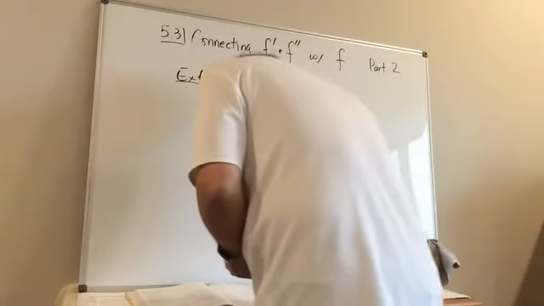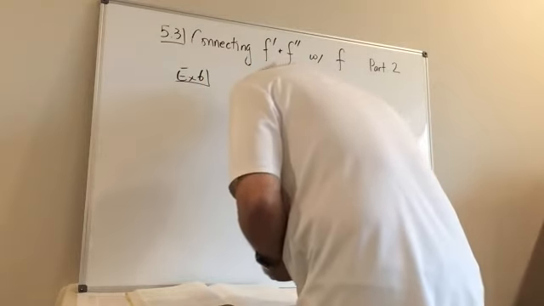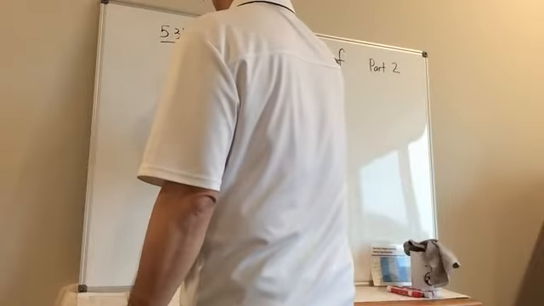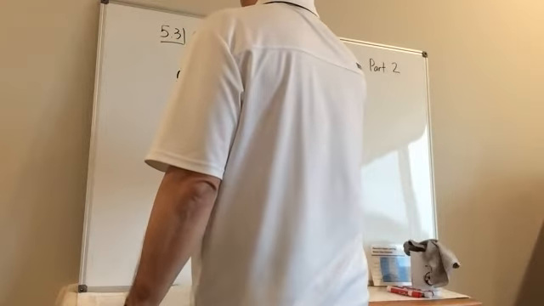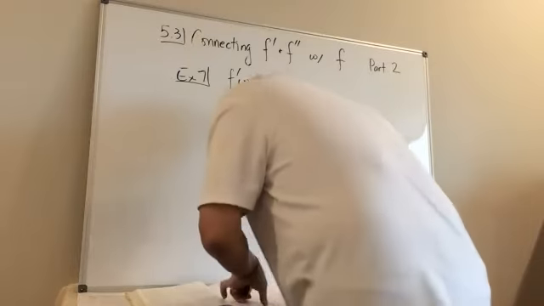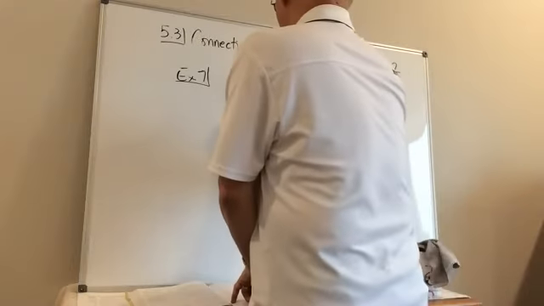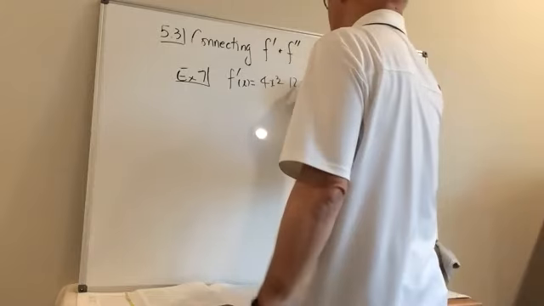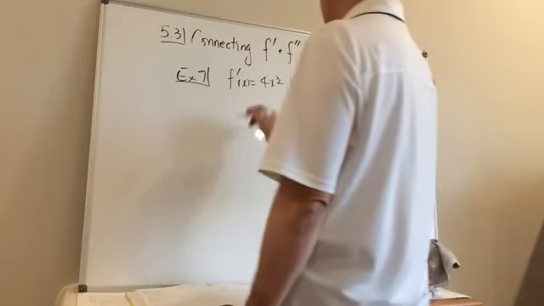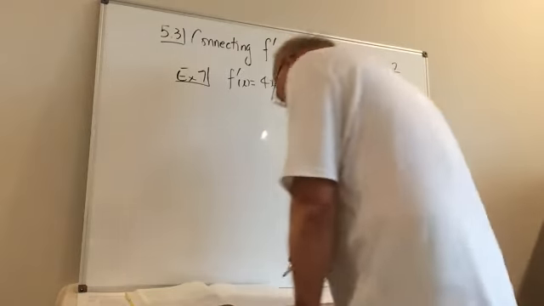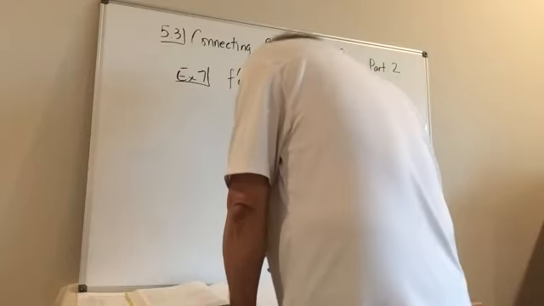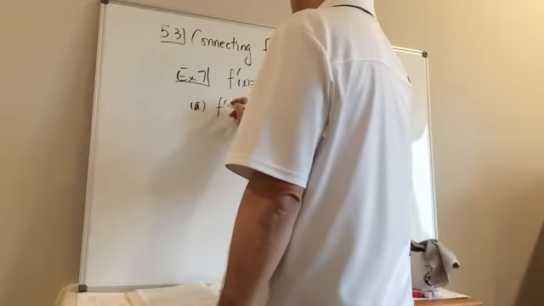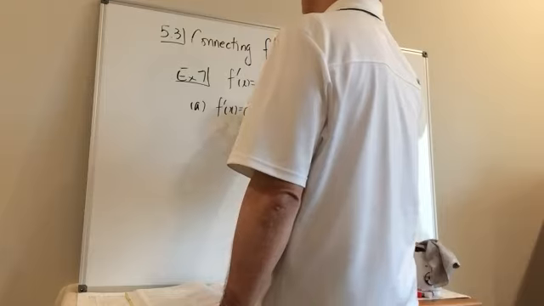Example number 7. I am given that f prime of x is equal to 4x cubed minus 12x squared. So I need to find where extrema occur. f prime is equal to 0 where?